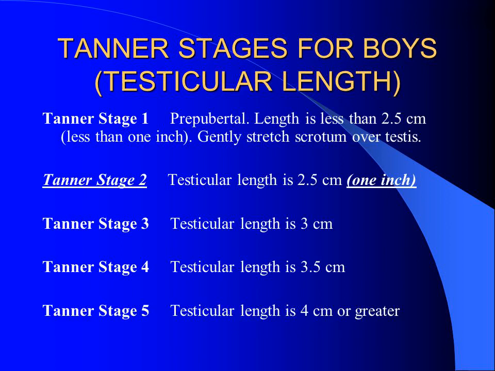Tanner stages for boys, testicular length. Tanner stage 1, prepubertal: length is less than 2.5 centimeters, less than 1 inch. Gently stretch the scrotum over the testis. Tanner stage 2: testicular length is 2.5 cm, 1 inch. Tanner stage 3: 3 cm. Tanner stage 4: 3.5 cm. Tanner stage 5: 4 cm or greater.